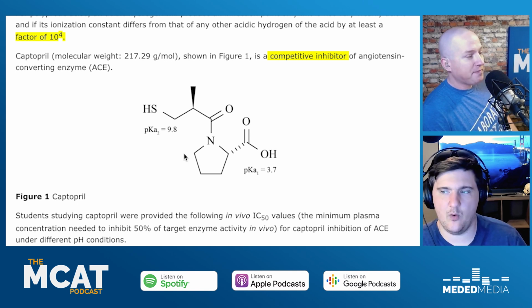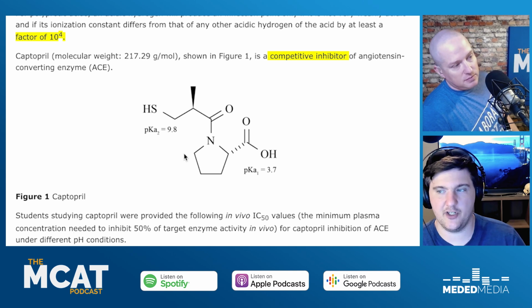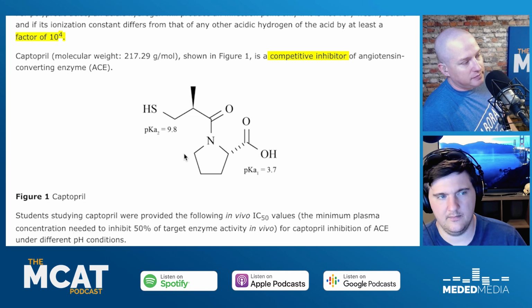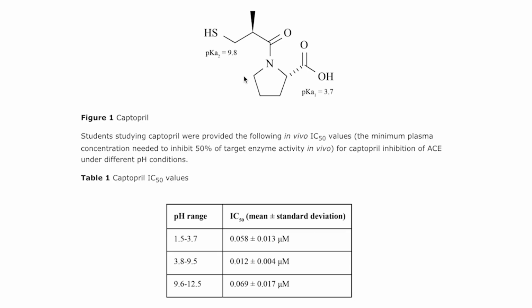But also they're asking about when the captopril's inhibition is maximized. So we're probably going to have to use table 1 as well. When captopril's inhibition of ACE is maximized, that means the IC50 is going to be lower because it's working really, really well. So it's in that pH range of 3.8 to 9.5.